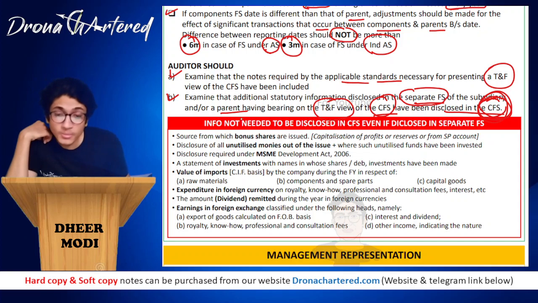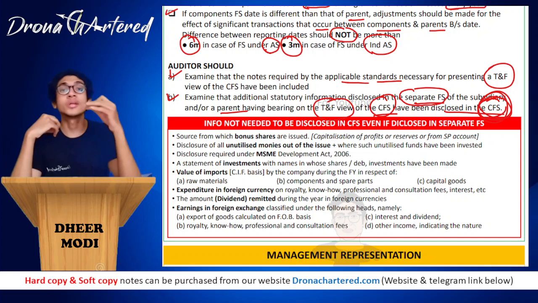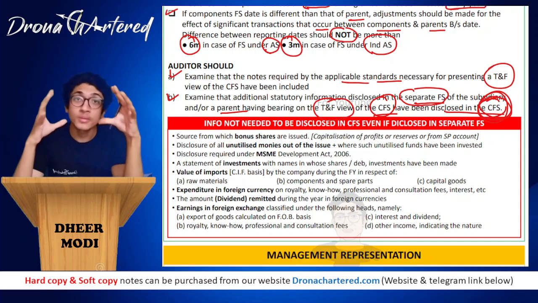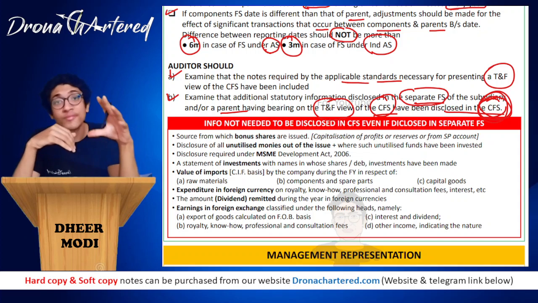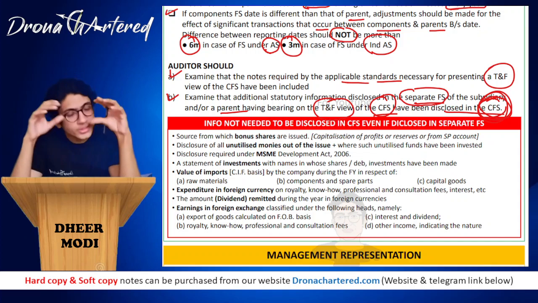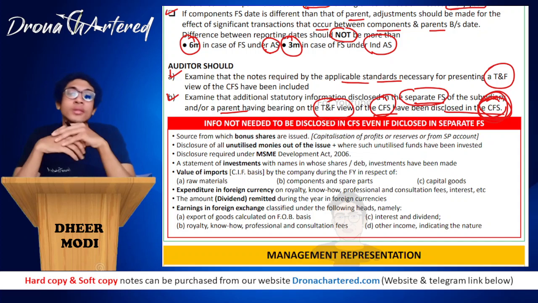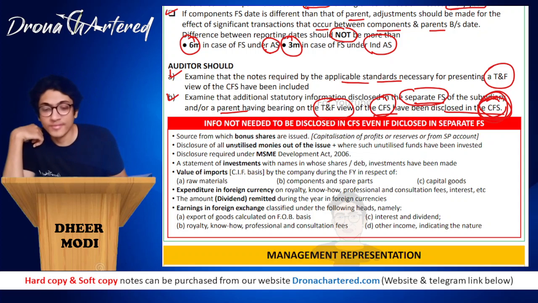Next, information not needed to be disclosed in CFS, even if it is disclosed in your separate financial statements. That means there is some information which is given in your SFS. So while consolidating, you still need not put this information in your CFS.